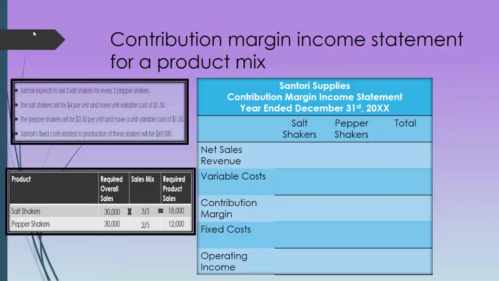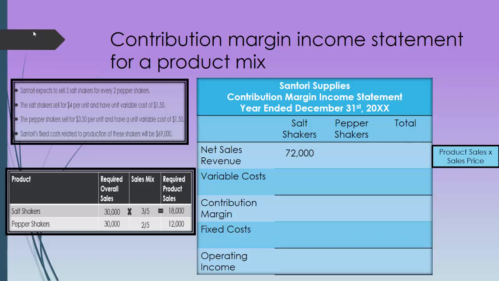So now that we have that information, we can check to make sure that we're correct by making a contribution margin income statement once again, but now we have separate columns for each product line. So for salt shakers, let's figure out our net sales revenue. To find that, we take our required product sales, which we just figured out, and multiply it by that particular model's sales price per unit. So for salt shakers, we need to sell 18,000 of these. And we're going to sell each one of them for $4 a piece, which means the net sales revenue that we expect to generate from salt shakers, if we do sell those 30,000 required units in total, is going to be $72,000.